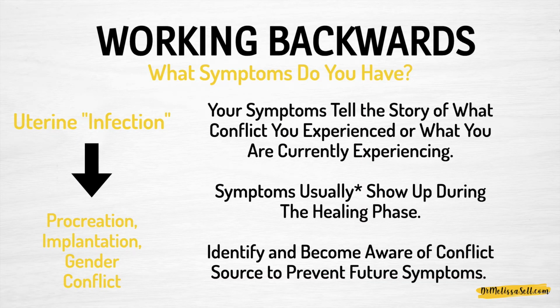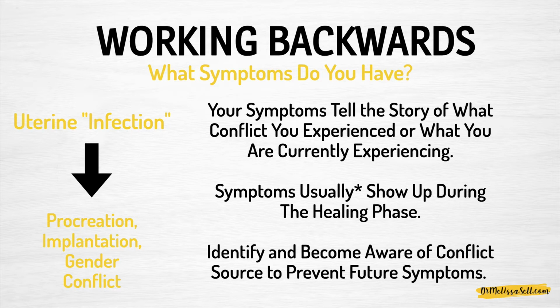And in German New Medicine, we work backwards. So we look at the symptoms that a person has, and then that tells us the story of what they experienced. So something like a uterine infection, which is relevant for our topic today, indicates that that individual experienced a procreation, implantation, or gender conflict.